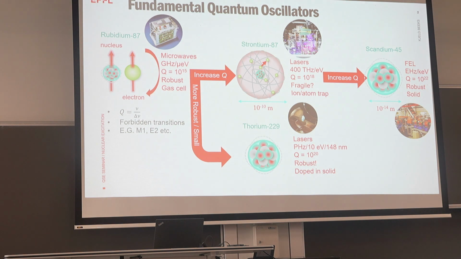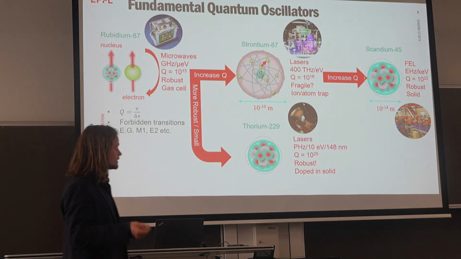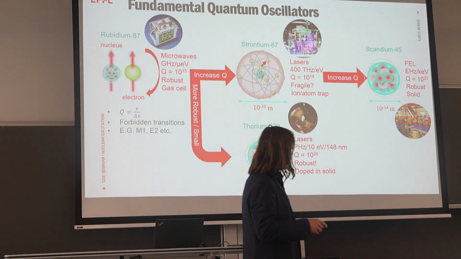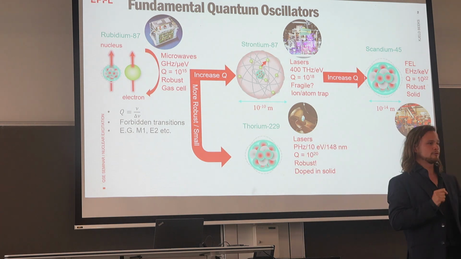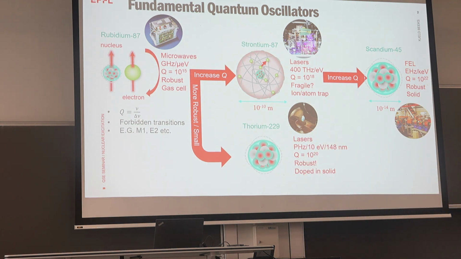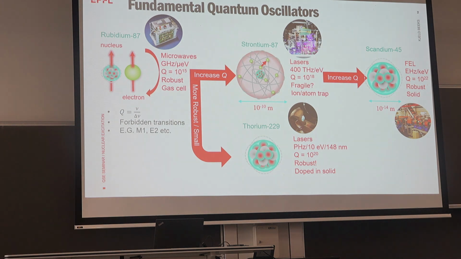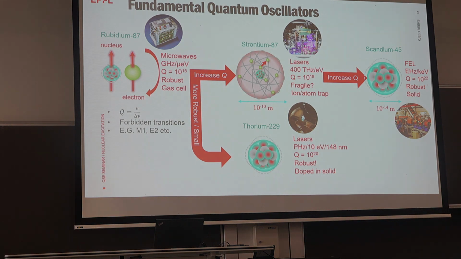We can use almost exactly the same techniques that people use on atoms in order to probe this nucleus, or at least it should be possible, and like Christoph said, we've actually shown that it's possible. So the Q factor is just a little bit higher than for the atoms, basically. It's robust, and we can produce it as doped in a solid.